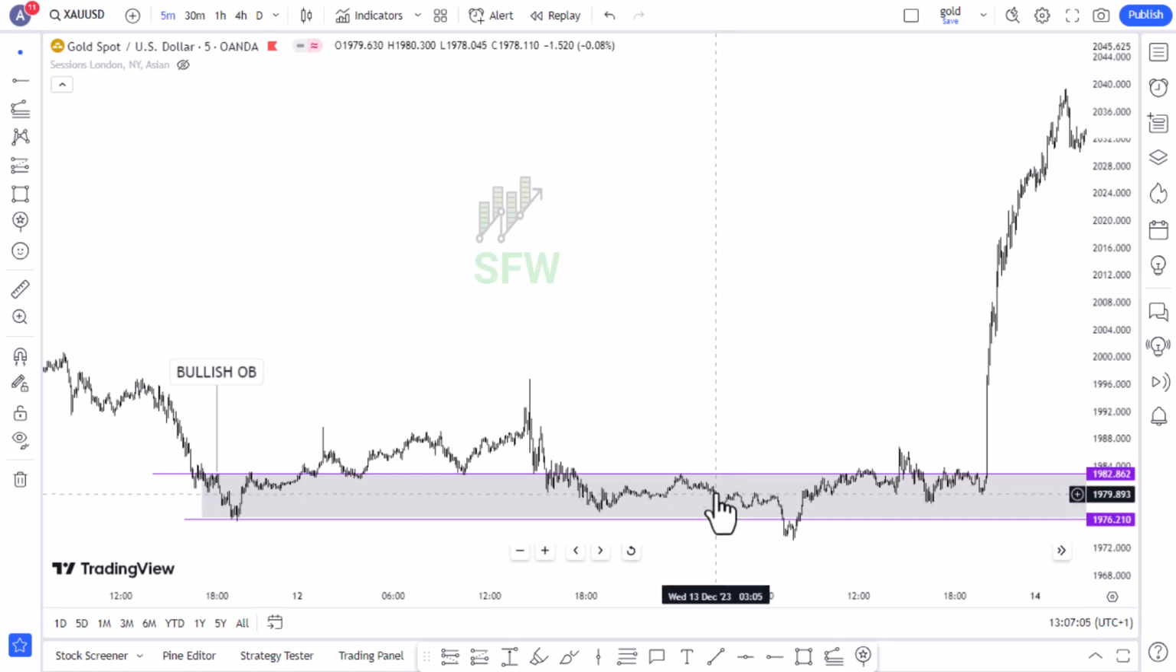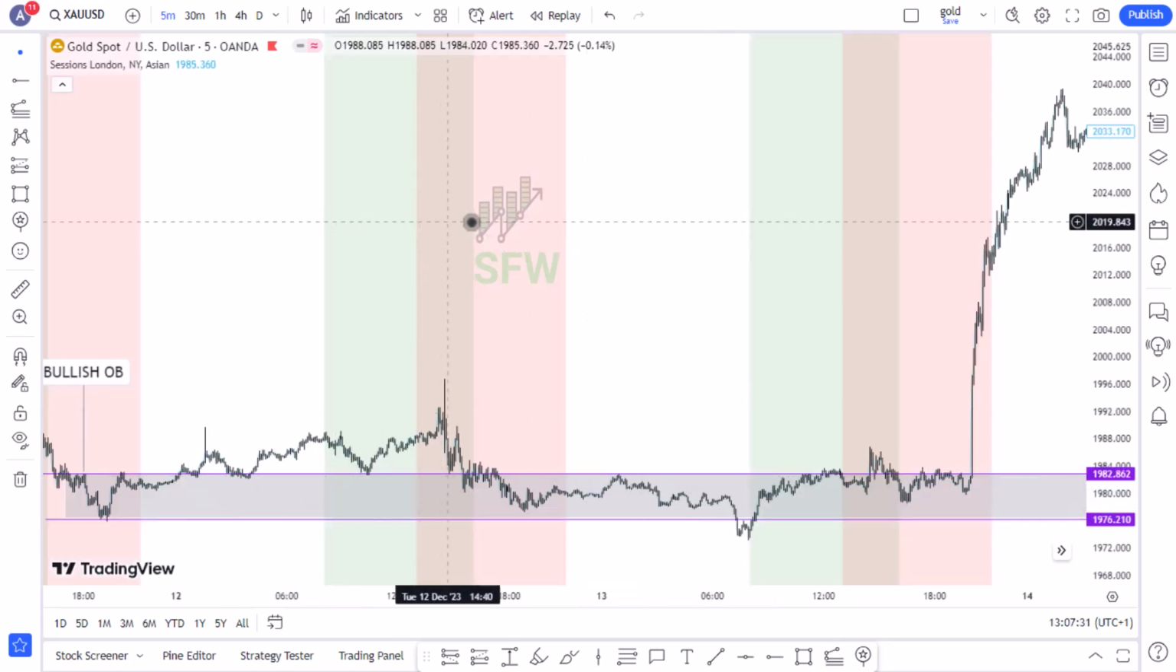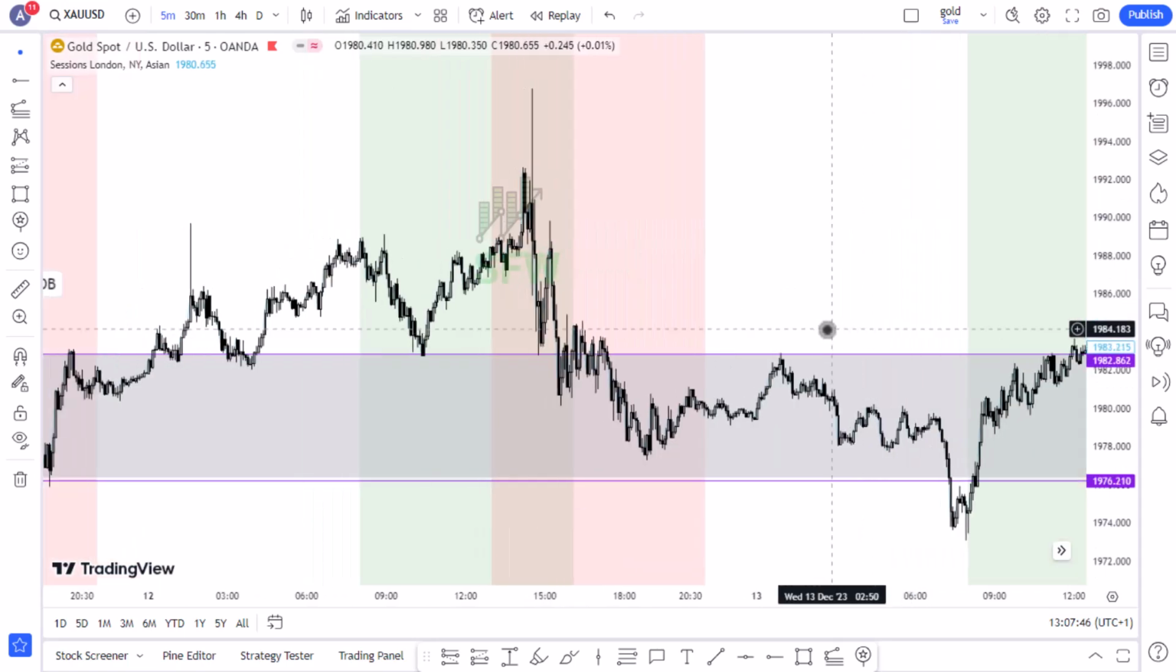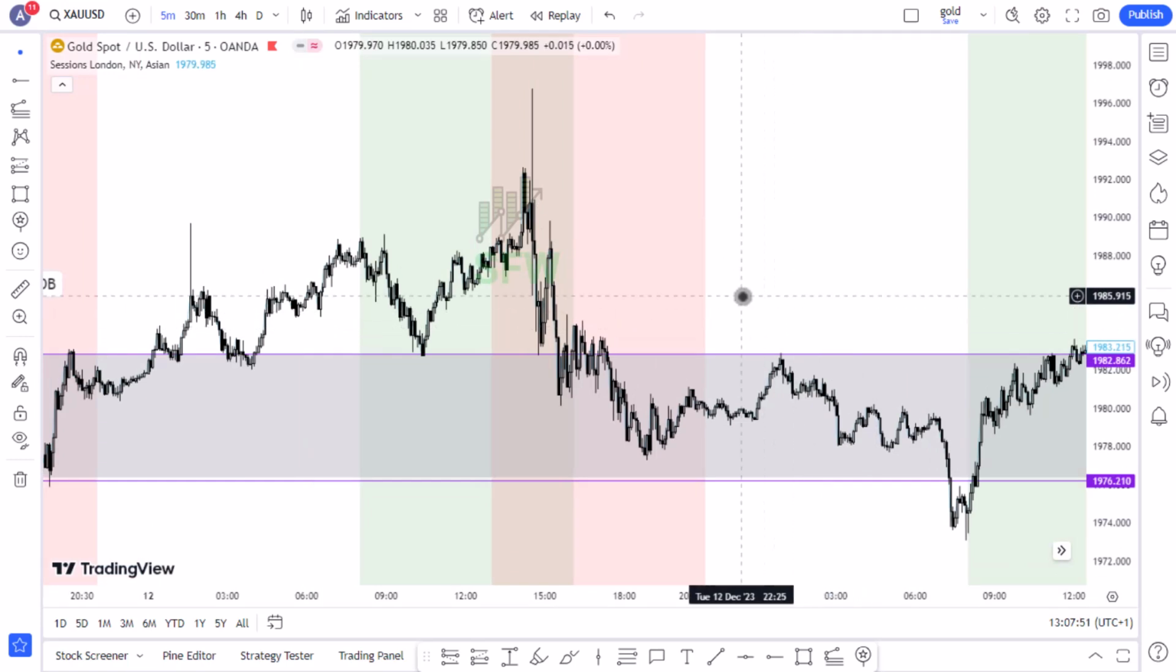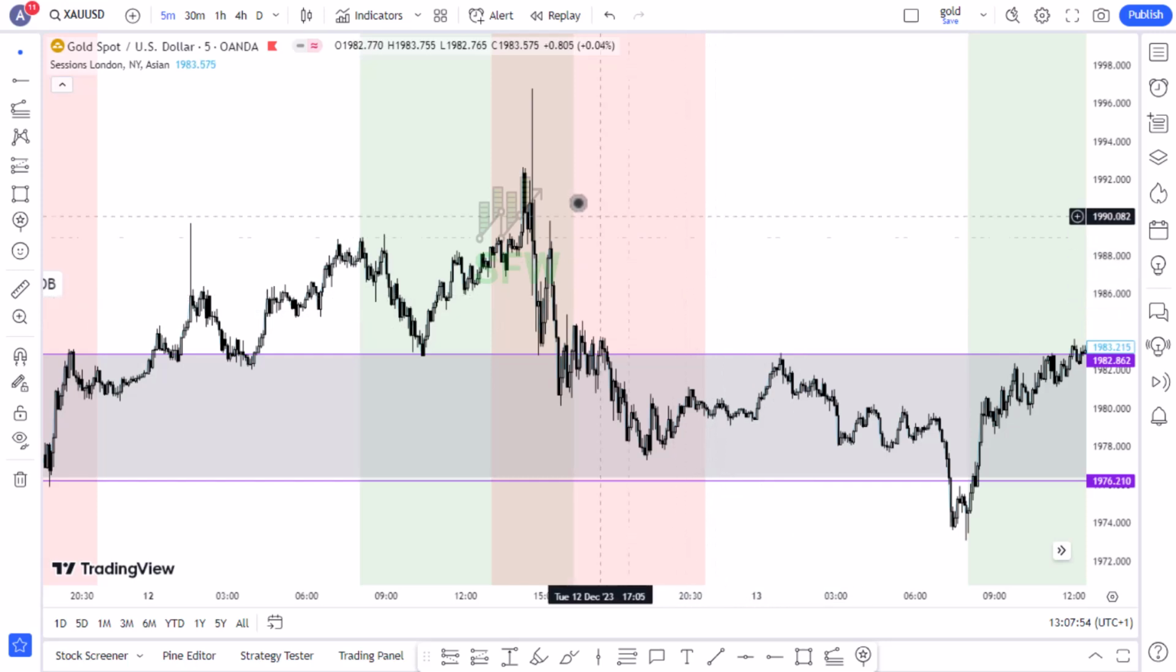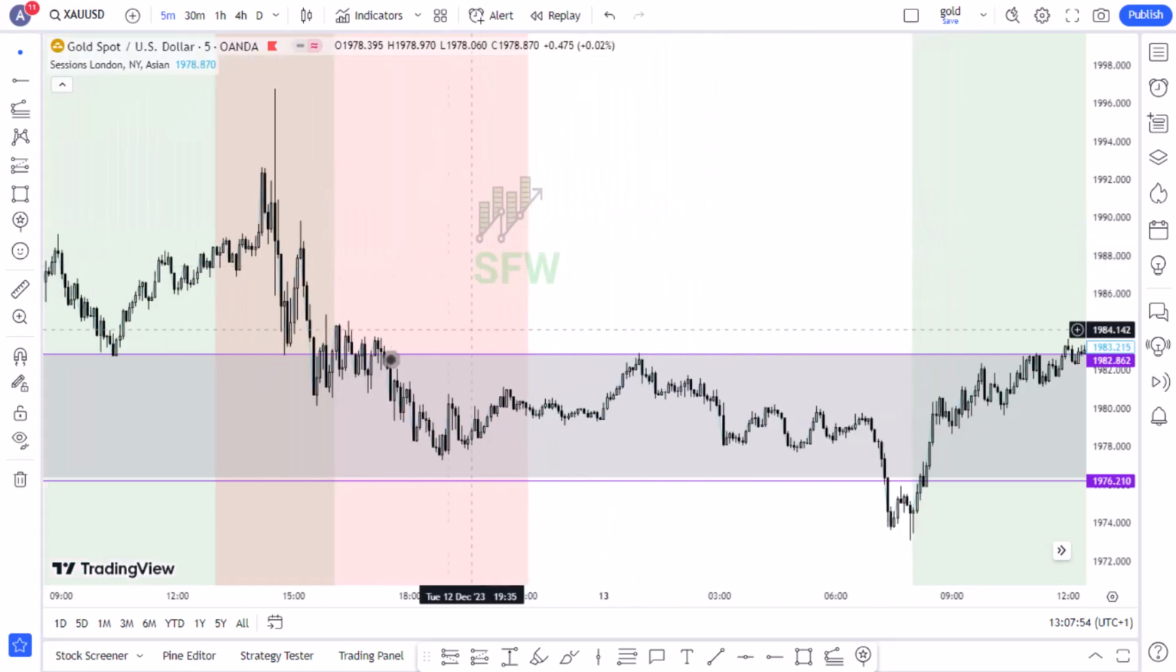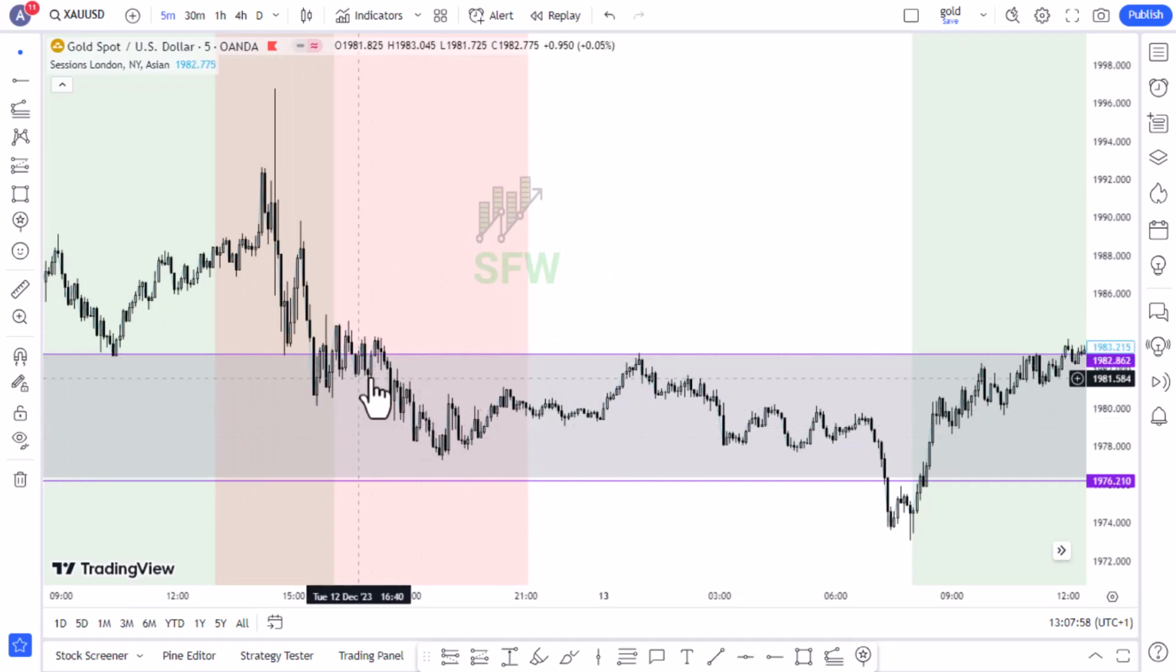The time zone. As you can see, we have two time zones. The first time zone is the London session, and the one indicated in red is what? The New York session. We don't want to trade in any random session. We are specifically focusing on taking trades during the New York session. So during the New York session, as you can see, when price traded into our order block, there is no entry. There is no entry.